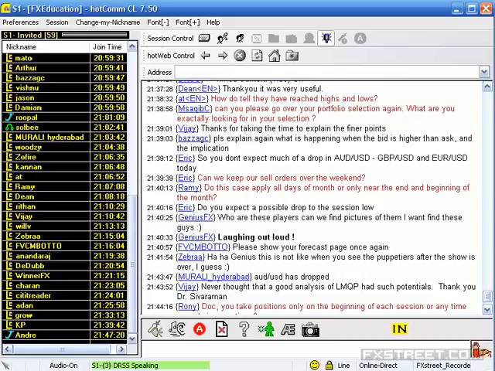Then, can you please go over the portfolio selection again? What are you exactly looking for? See, it is a very simple process. The spread between the high and the low in the live market quote page should be more than 45 to 50 pips. So in the case of yen, which is just around 50 pips.